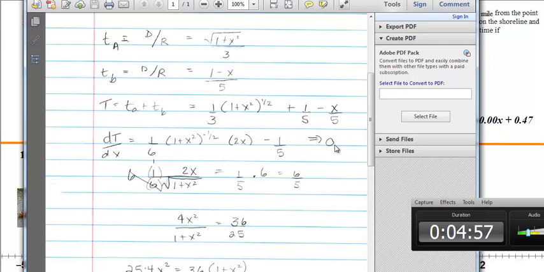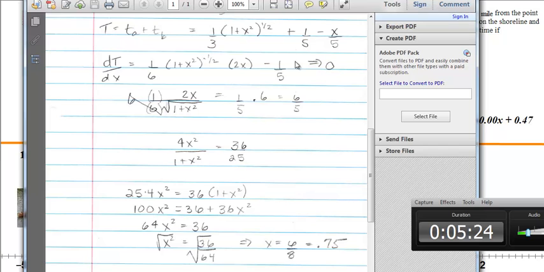And we're going to set that expression equal to 0. So I just multiply both sides by 6, and I get 2x over the square root of 1 plus x squared is equal to 6 over 5. And then square both sides. So if you square this, you get 4x squared, and that obviously cancels out the square root. So you have 4x squared over 1 plus x squared is equal to 6 squared, which is 36 over 25.